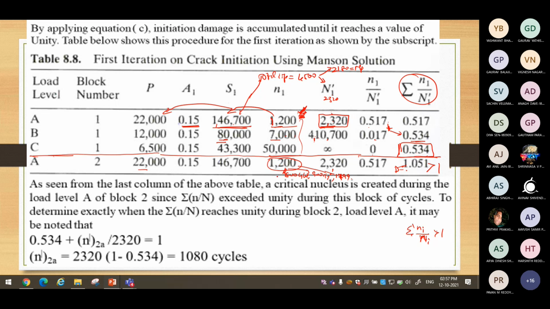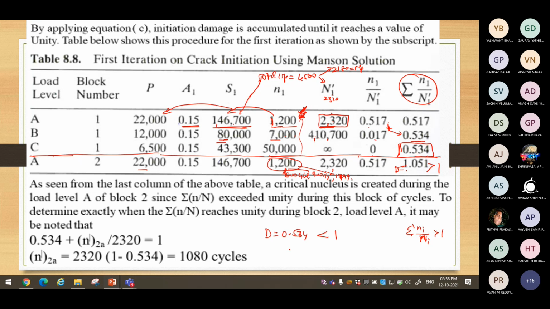Now you have to segregate. Previous damage was 0.534. The component got damage because of the first block of loading. You applied 22,000 pounds load. After that you applied 12,000 pound load for different cycles. And after that you applied 6,500 pounds load. The total damage occurred by that time is 0.534. What is the failure limiting criteria? This should be less than 1.